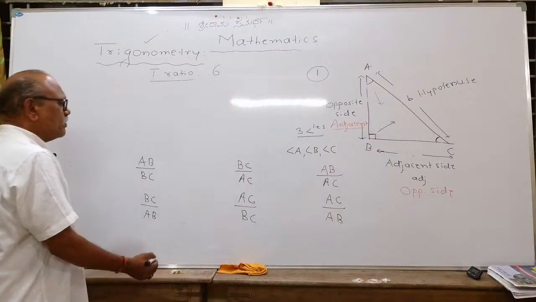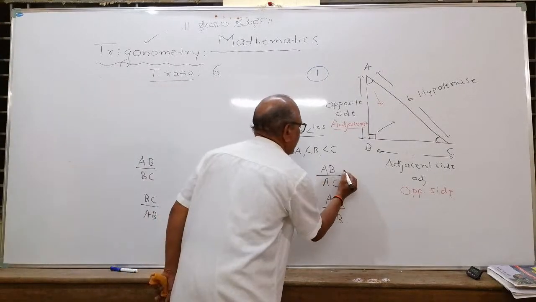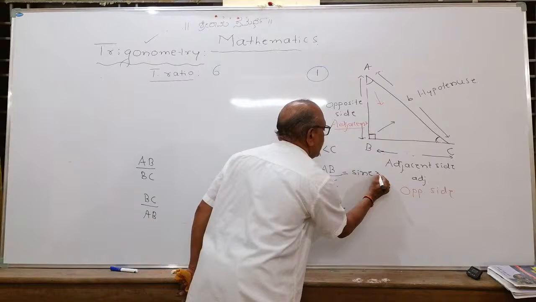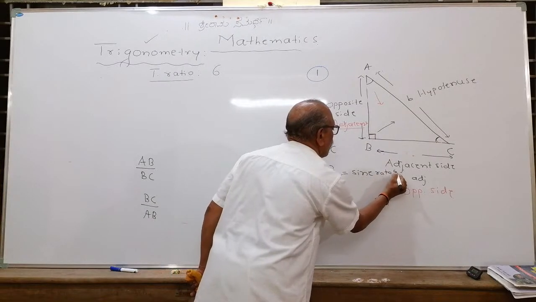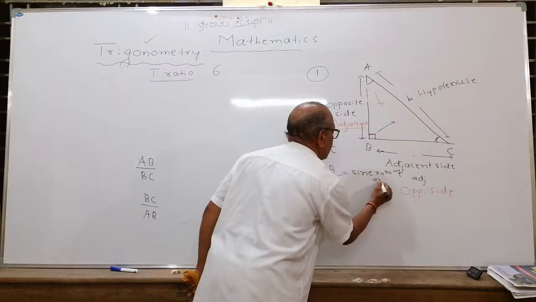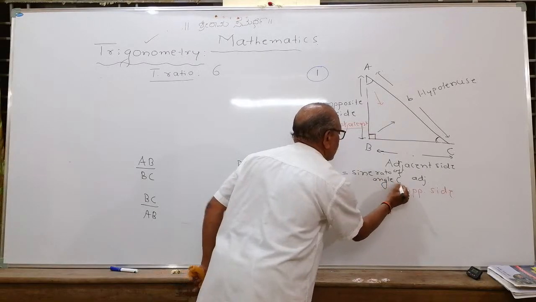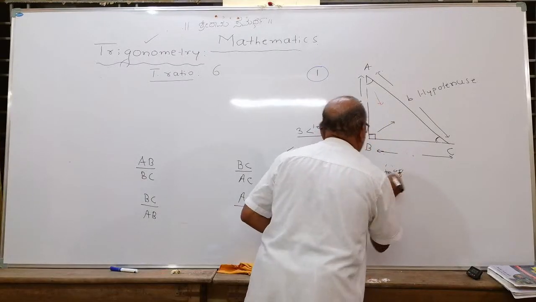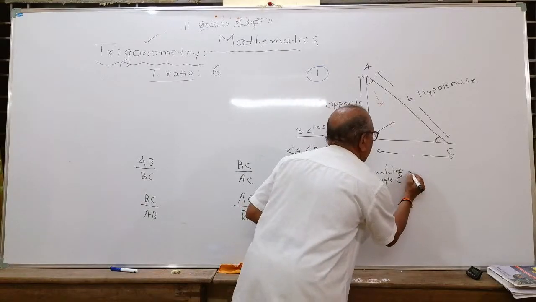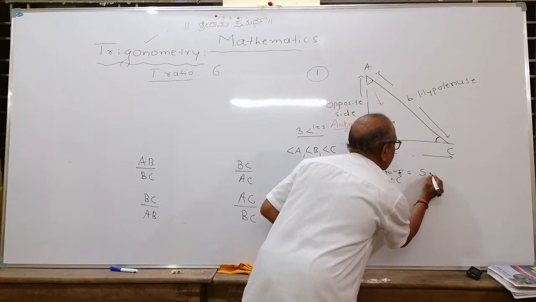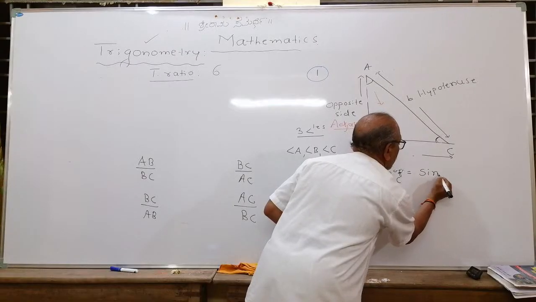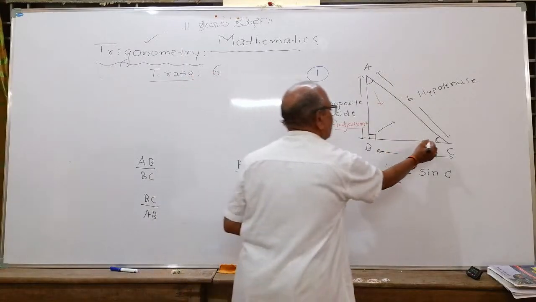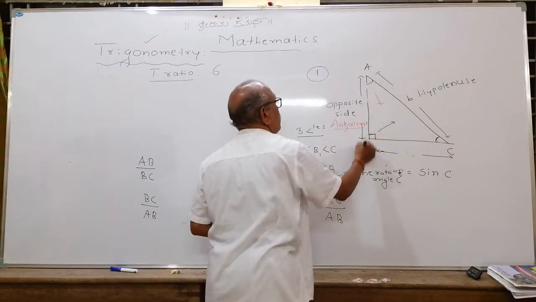Then this particular ratio, AB upon AC, is defined as the sine ratio of angle C. This sine ratio of angle C is symbolically represented, write in small letters, S-I-N, leave a space, angle C. Observe here, we call it sin C. Sin C is defined as AB upon AC.